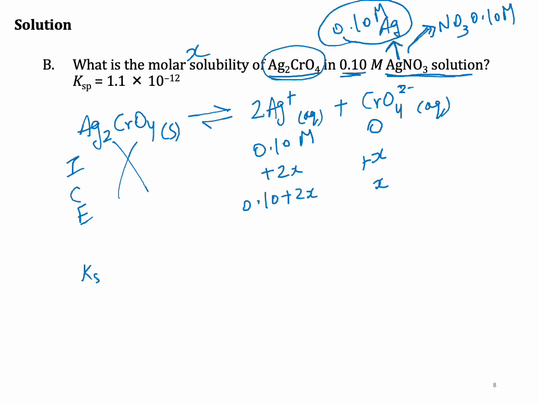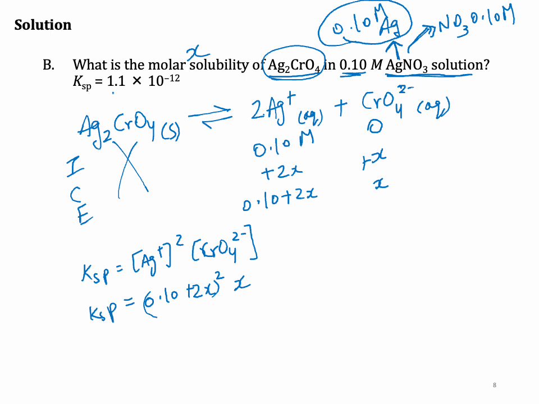So now the expression is Ksp is silver squared times CrO4 2 minus, which means I can rewrite this as 0.10 plus 2x whole square times x, and Ksp is given to us right here. So we just have to solve for x. Now if I keep this 2x, my equation will become quadratic, which is very difficult to solve. So again, to make it easier for us to do the math, we can make the assumption here that 0.10 plus 2x is almost same as 0.10, because x is a really small value.